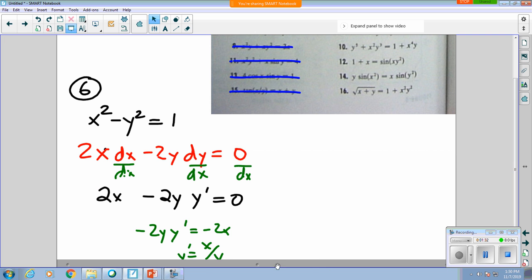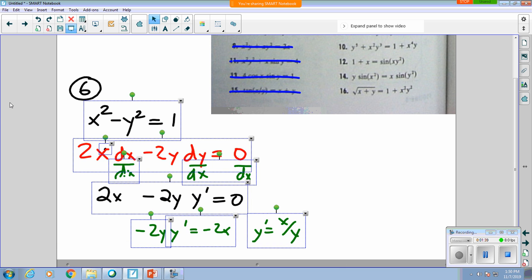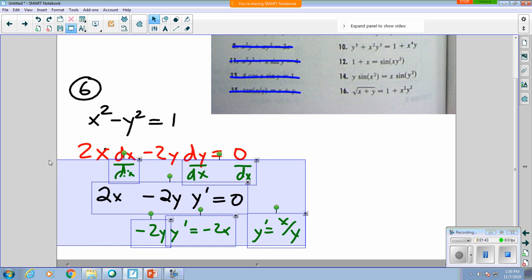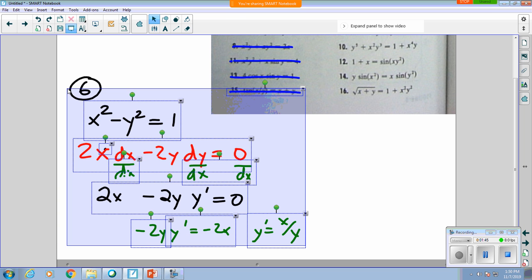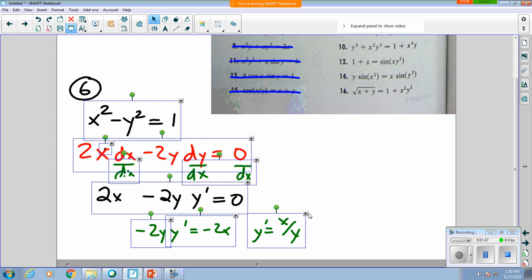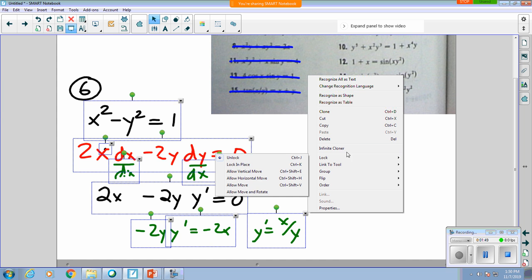y over x is the answer. Y prime is y over x. All right. We're going to start the next one. And again, you can try these and pause them. Again, the big thing you want to do is try to make the step without dividing by dx. You want to jump to y primes.